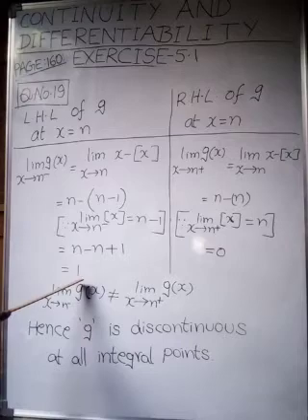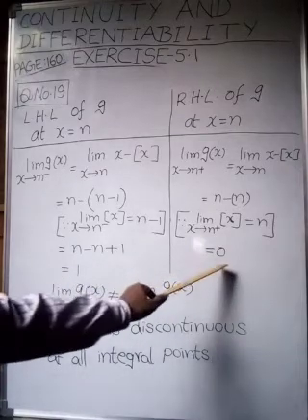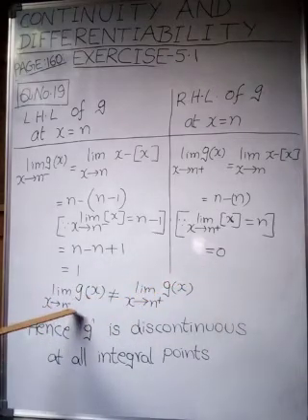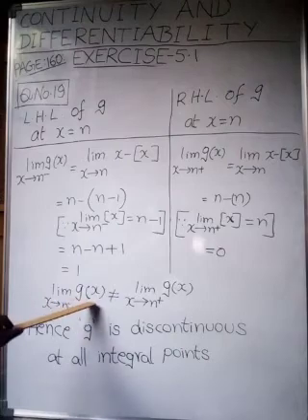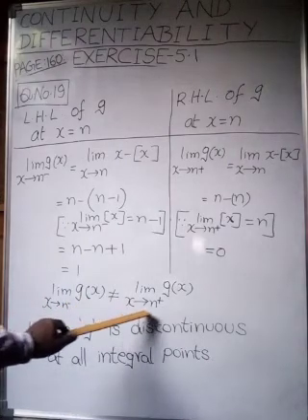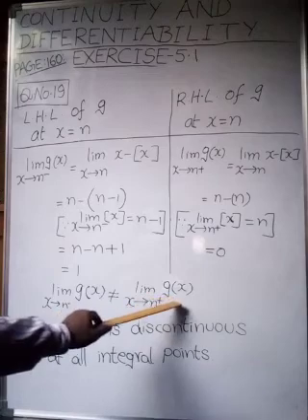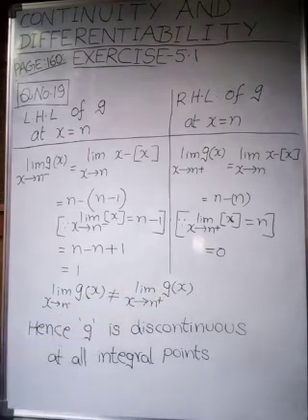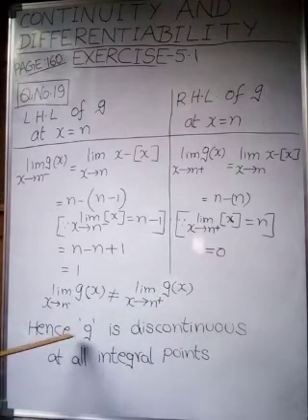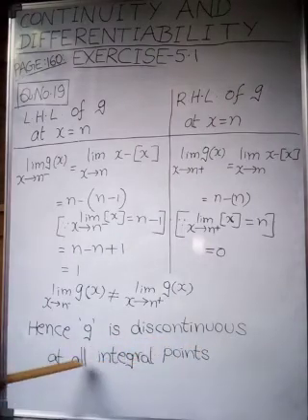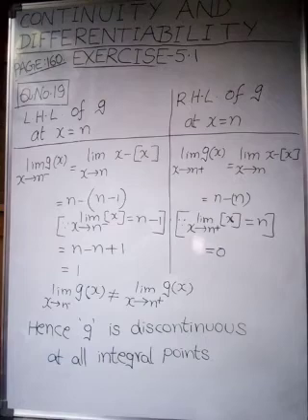Here by observing these two limits, they are not equal. Therefore limit as x tends to n minus of g of x is not equal to limit as x tends to n plus of g of x. Both limits are not equal. Hence g is discontinuous at all integral points. At all integers the function g of x is discontinuous. Understood, my dear children? Right.